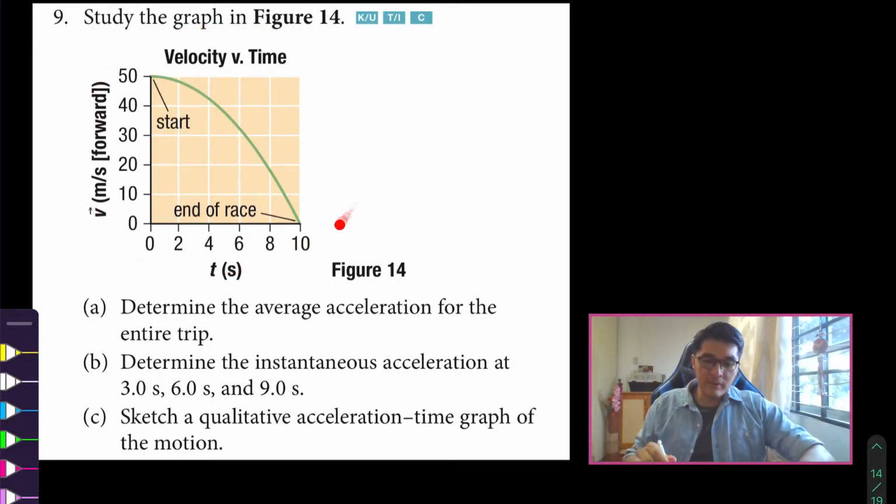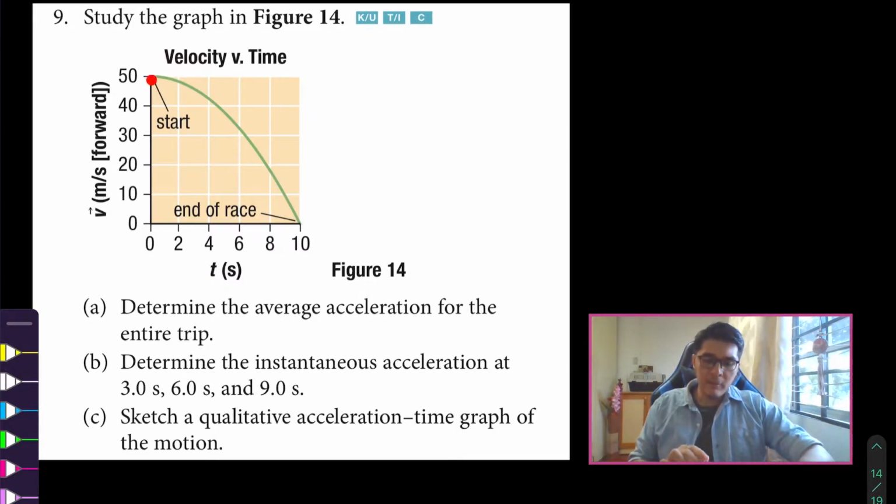So let's get started here with question number 9. Study the graph in figure 14, and they want us to determine the average acceleration for the entire trip. So first, let's see what kind of graph they give us. They gave us a velocity versus time graph. Positive values say that it's moving forward, with the start of the race at time 0 and the end of the race at time 10.